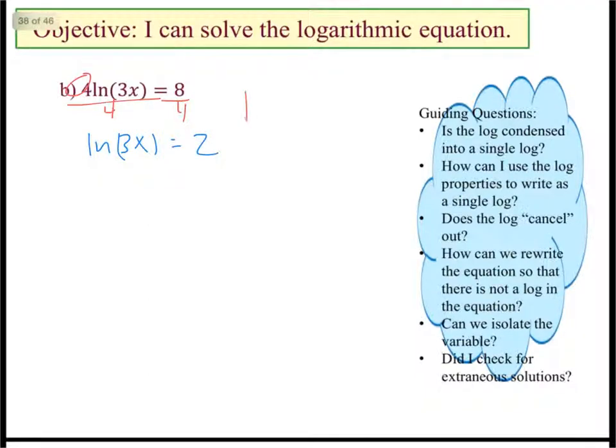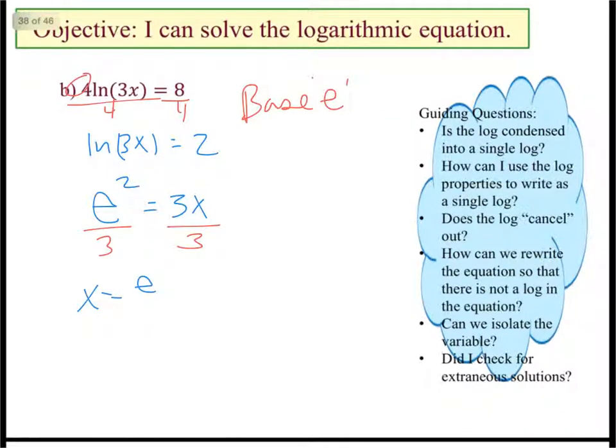Recall that we have base e here because we have the natural log. So converting to exponential form, base e squared is going to equal 3x, and then I'm just going to divide by 3 in order to solve for x. So I get x equals e squared over 3 as my final answer, and of course I could also write it in a decimal if they asked me to. Putting that in my calculator, here's what I get. 2.463 roughly.